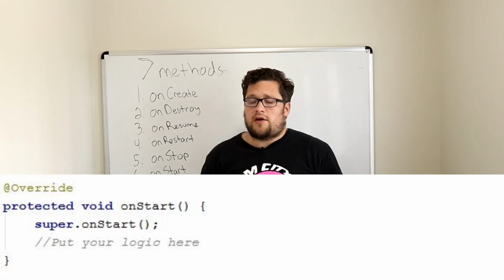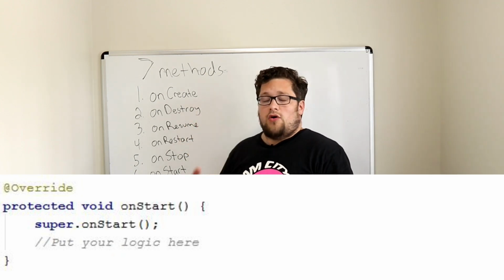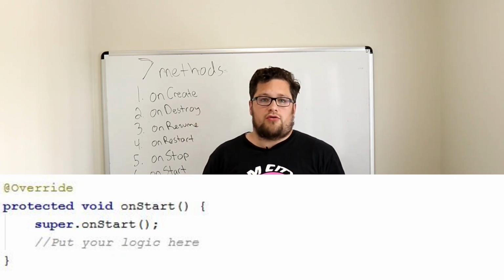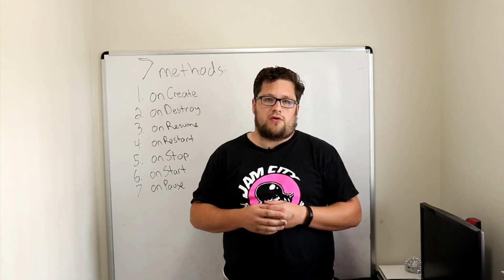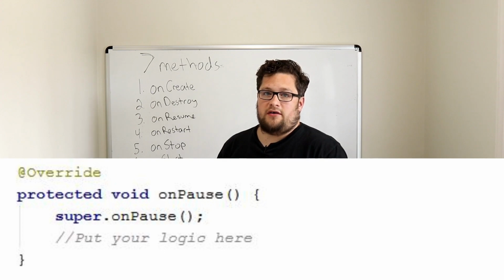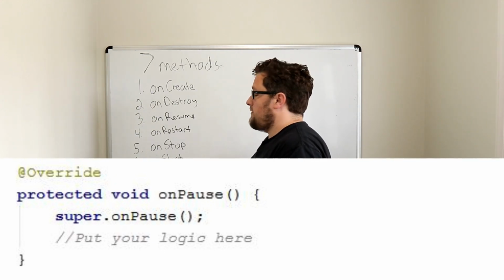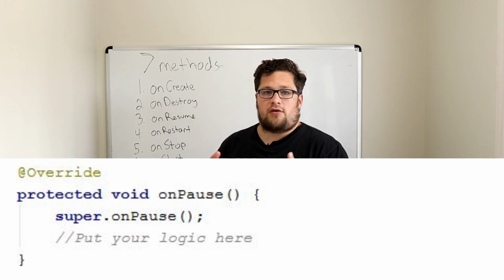On start, on the other hand, is one that is called right after on create, or anytime that activity is also being given to the user for interaction. All right, last but not least is on pause. And this is a very tricky one in my opinion. So I like to think of on pause as something has come in front of your application and stopped it from being able to be interacted with by the user.